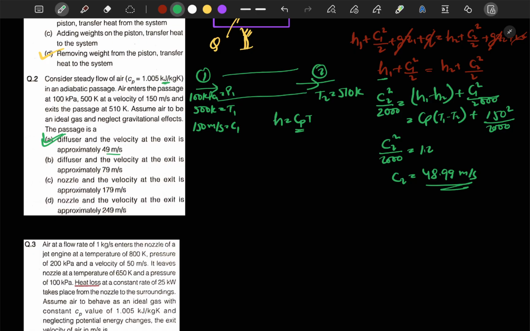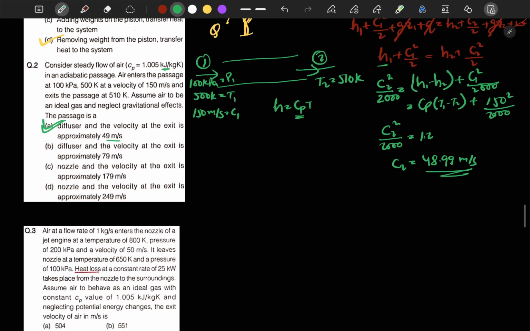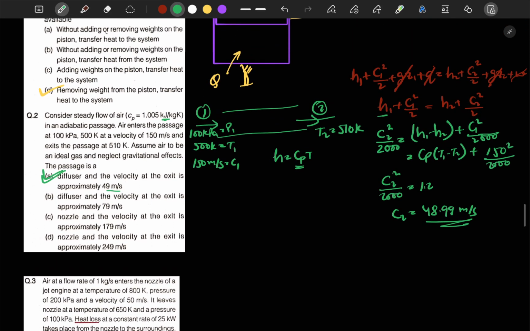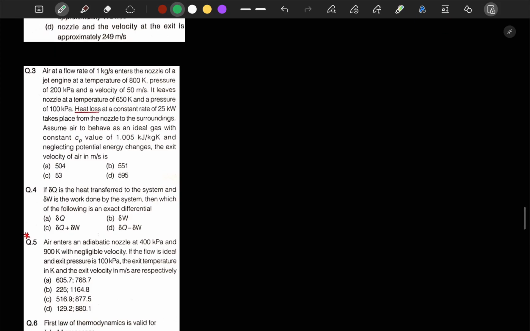You can see that the velocity is decreasing in general, but let's talk about this topic later. Let's just consider here that since the velocity is less than the inlet velocity, this will be a diffuser. Next, question number 3.